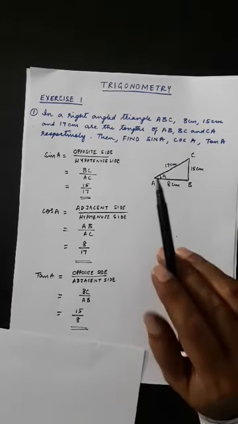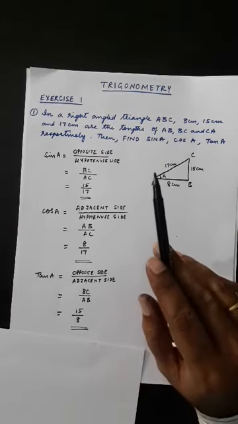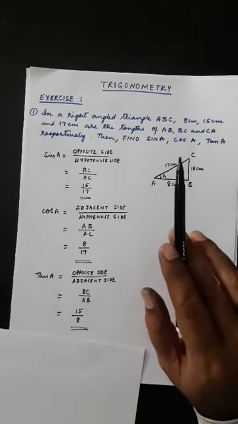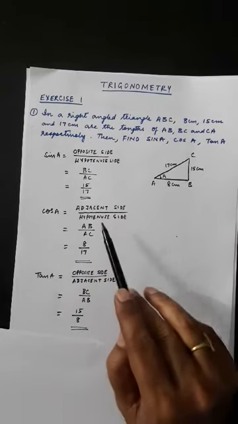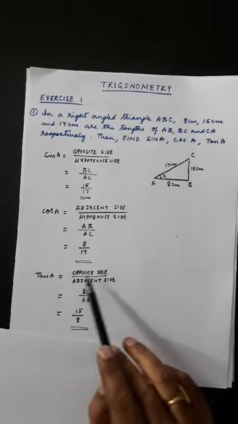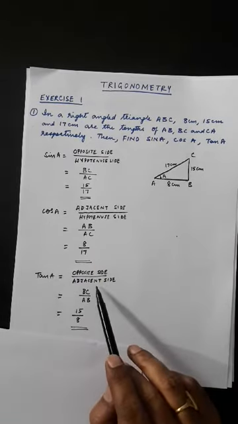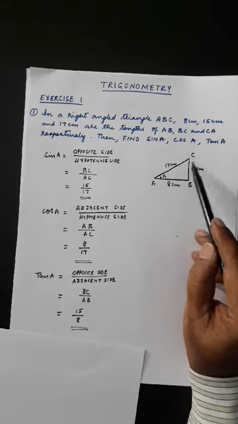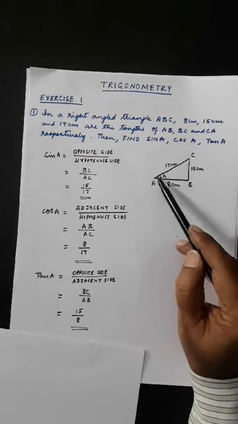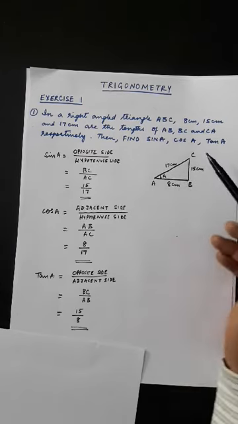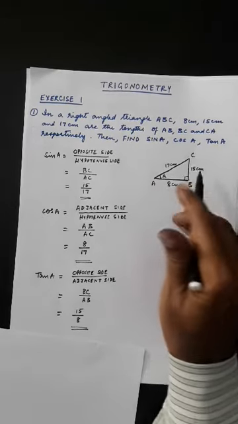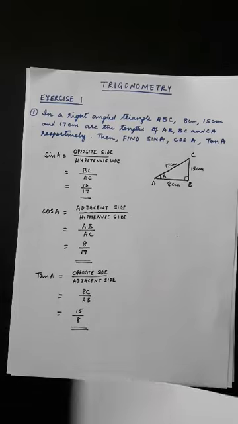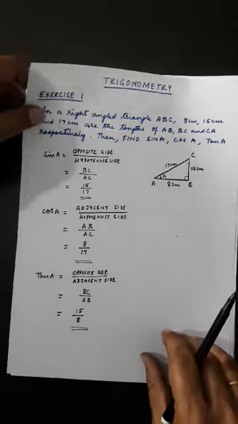So for doing these problems, we should know the ratios of trigonometry: sin A is opposite side by hypotenuse side, cos A is adjacent side by hypotenuse side, tan A is opposite side by adjacent side. So in a triangle, if A is the angle, opposite side is this one, adjacent side is AB and hypotenuse is AC. This would be 90 degrees, so it's a right angle triangle. Okay, let's go to the second problem.